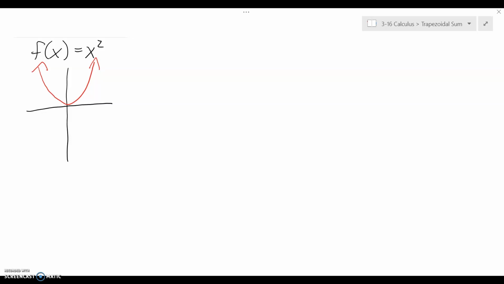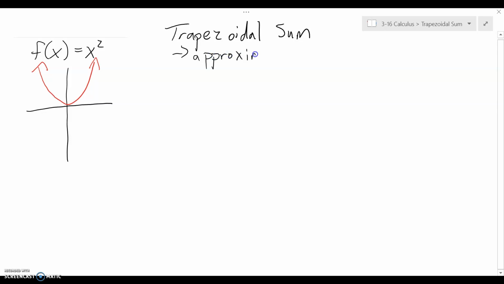Okay, so here we go with video 3, and the topic we're going to handle on this one is trapezoidal sums. So trapezoidal sum. And this is a method of approximation. So an approximation method. And we've seen approximation methods before for area. Should have said that for area.